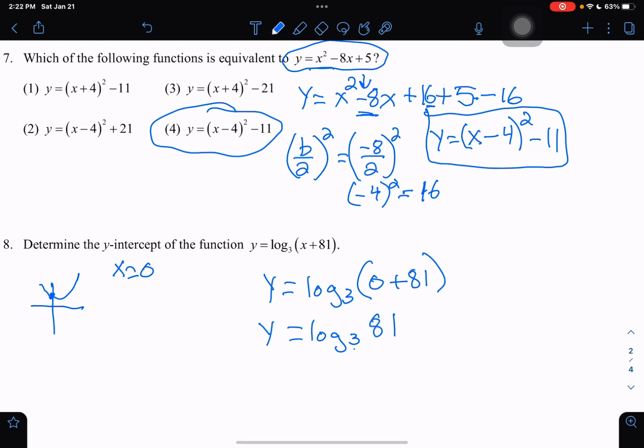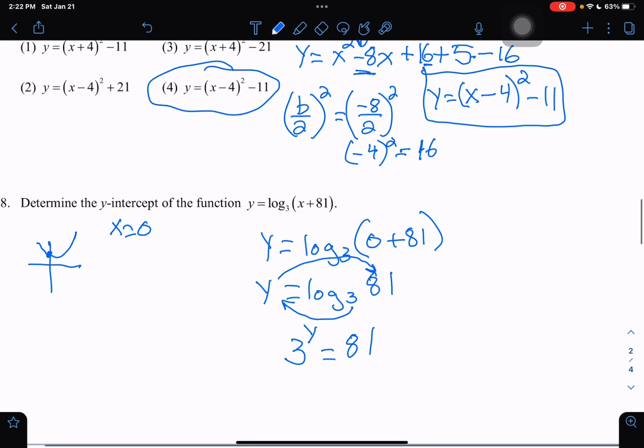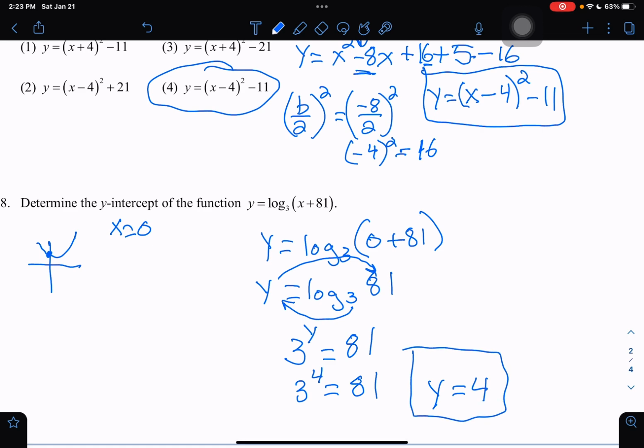And we have that circular thing. This is the base, 3 is the base, y is the exponent, and 81 is the answer. So this becomes 3 raised to the y power is equal to 81. All right, so 3 raised to what number is 81? 3 raised to the 4th power is equal to 81. So y has to equal 4. So when x is 0, y is 4.